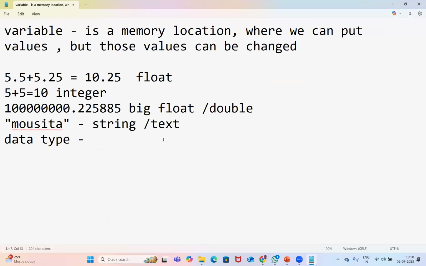Someone is saying something. Madam, here the big float or double, both are the same? Synonyms only. Actually, for your understanding I told big float. Actually, it is called double. In our language, we call this a double. For your understanding, I gave this.